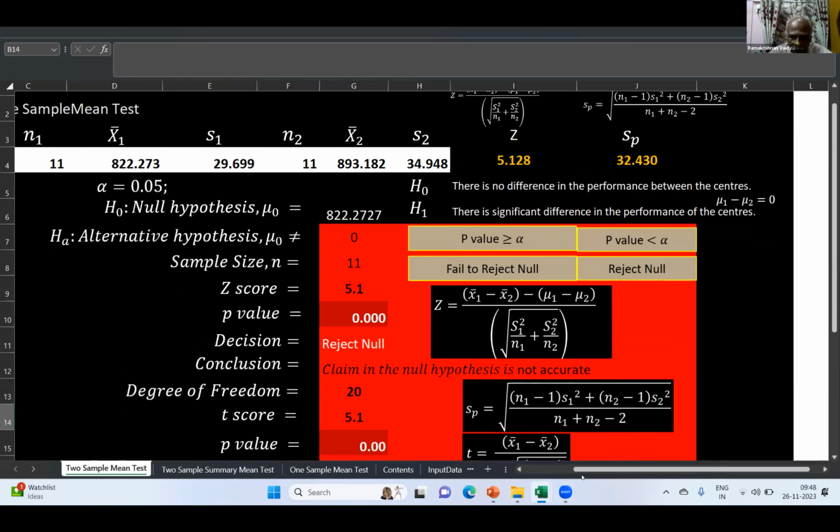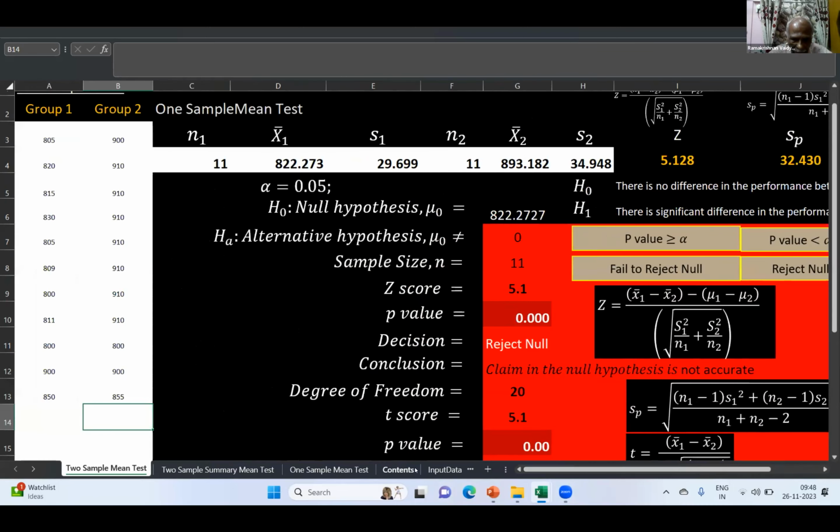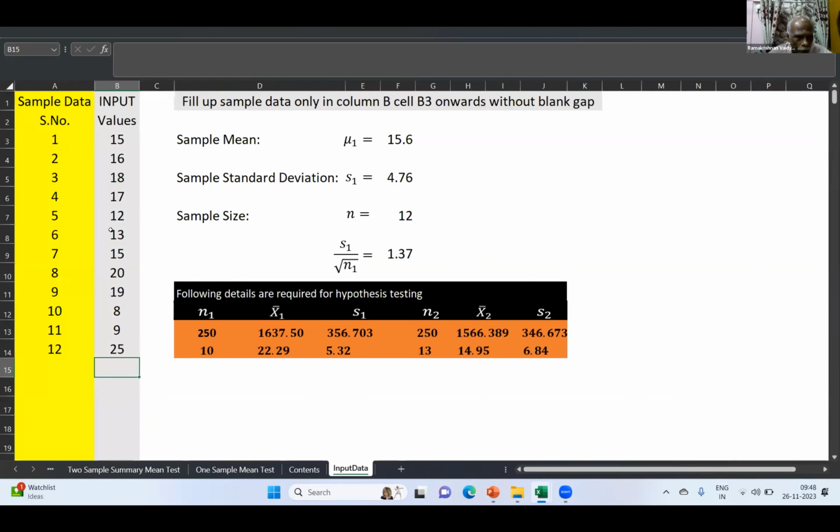So you can keep on adding the data here. You can take the data from this input data, put it in and copy it there. If you know the values here, substitute the data: get the values of mu1, s1, n1, get the values of mu2, s2, and then you can substitute here.